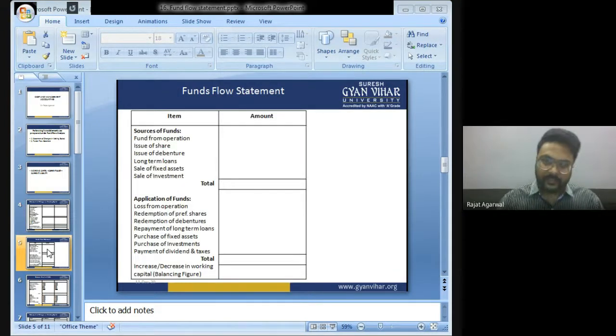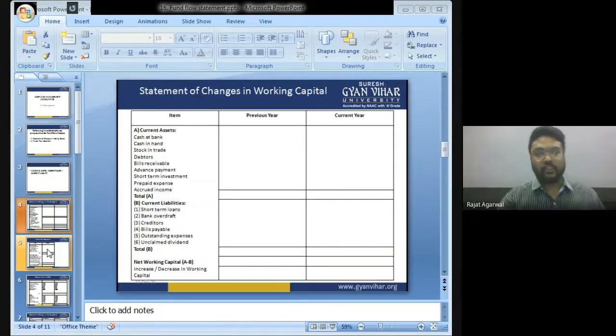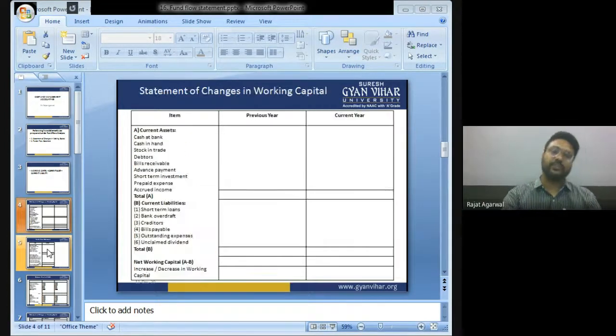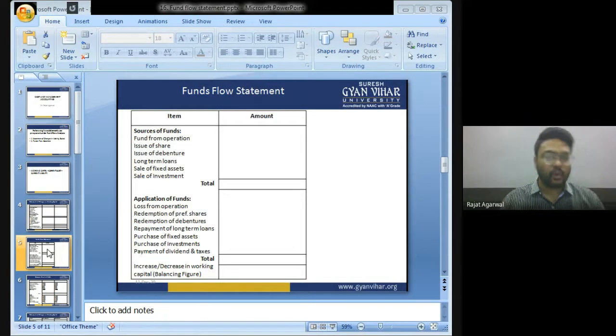If our working capital is decreased, we will write decrease in working capital. Through the fund flow statement, we will write sources of fund and application of fund, but we will not consider current assets and current liabilities here. Sources of fund tell you from where you have obtained the funds, and application of funds means where you have employed the funds. From sources of fund, we will deduct application of fund. We will get to know whether there is an increase or decrease in working capital. So bachcho, from both the statement of changes in working capital and the fund flow statement, your increase or decrease in working capital will remain the same.